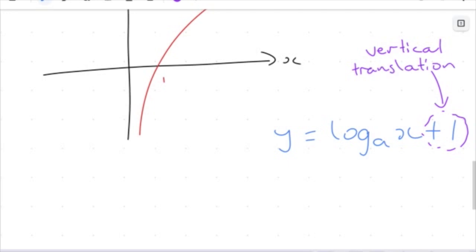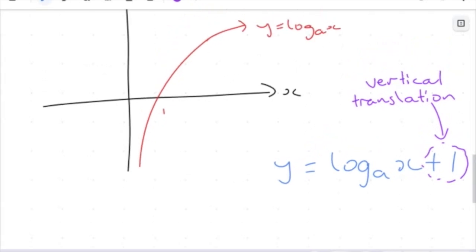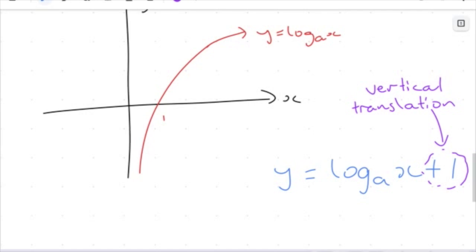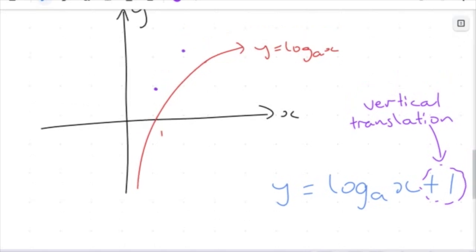So if it's a positive number, if we're adding, our graph is going to get shifted up. If it's minusing, our graph is going to get shifted down. So what's going to happen is everything is going to get shifted up one. So this point down here, that's probably a good one to start. That will get shifted up 1 unit, and all of these things here will get shifted up 1 unit.